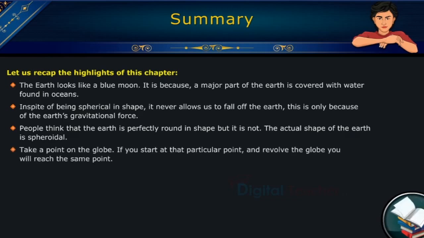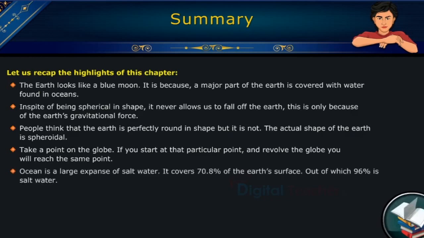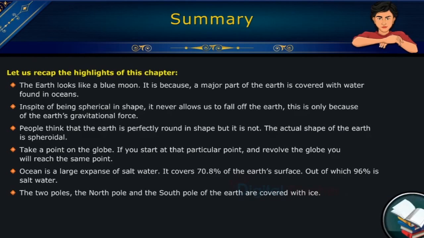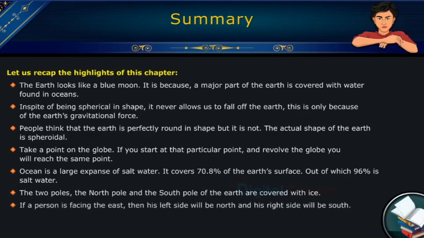Take a point on the globe. If you start at that particular point and revolve the globe, you will reach the same point. Ocean is a large expanse of salt water. It covers 70.8% of the Earth's surface, out of which 96% is salt water. The two poles, the North Pole and the South Pole of the Earth, are covered with ice. If a person is facing the east, then his left side will be north and his right side will be south.